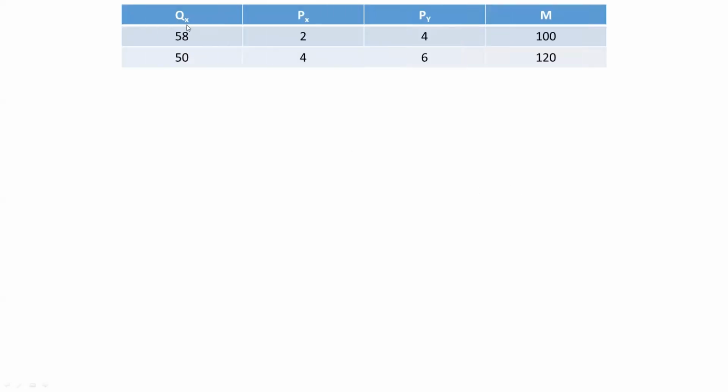In this video, we shall learn how we can measure own price, cross price, and income elasticity of demand using the arc elasticity formula. Suppose we are given a table like this, and we are asked to find out relevant elasticities.